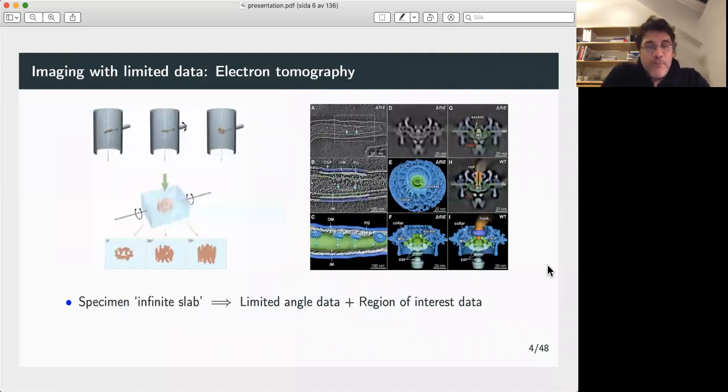And perhaps a more peaceful application is when you have molecular structures embedded in ice, and then you radiate them with electrons. From the point of view of the microscope, this is an infinitely large plane parallel slab, and in there are a bunch of molecules. Then you rotate this whole slab, and you typically get what we call limited data plus region of interest data in that context. So all of these applications lead to this type of limited data problem in tomography.